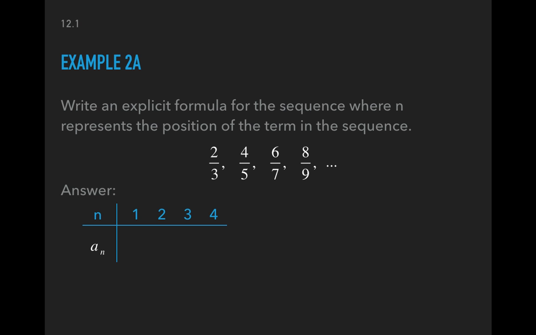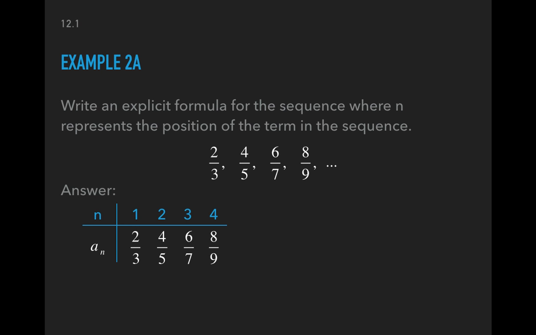So at position 1, it's 2/3. At 2, it's 4/5. At 3, it's 6/7. At 4, it's 8/9. So how is the output, how is each term related to its position? Let's look at the numerators first.